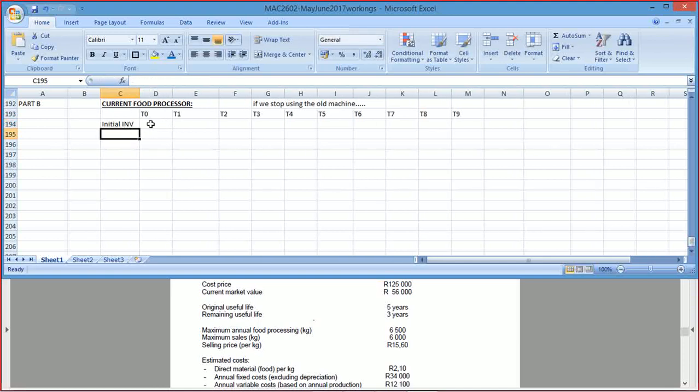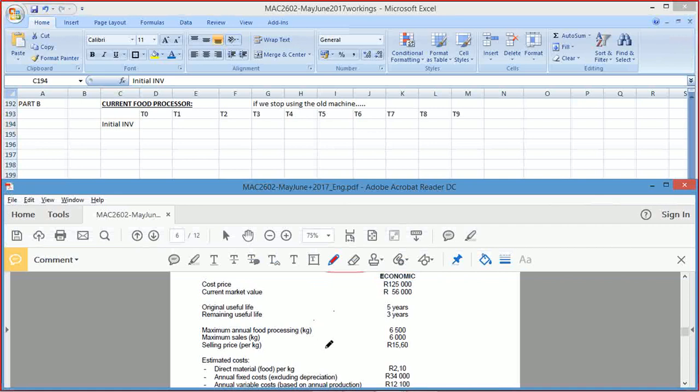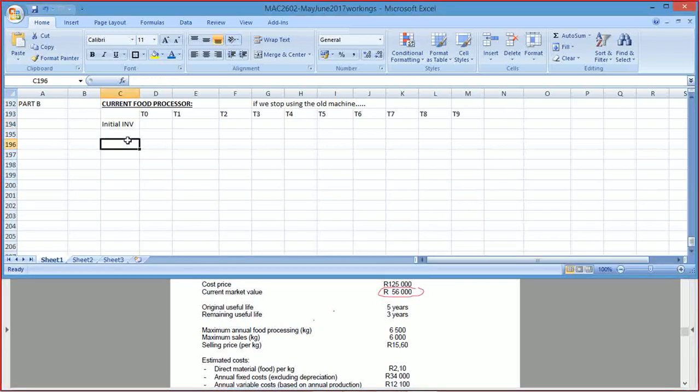In terms of the initial investment for the old, before you would have had new minus the after-tax proceeds of the sale of the old. So the initial investment for the old machine would have been the sale of it. What am I going to sell it for? Cost price, current market value. There's the current market value. So proceeds minus the tax, this is the old sold. So my proceeds are 56,000.